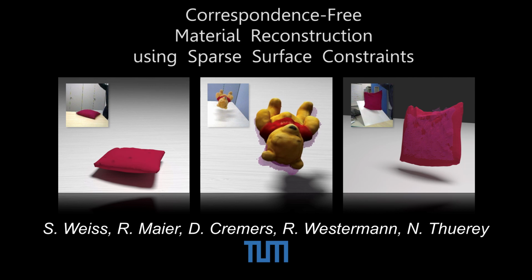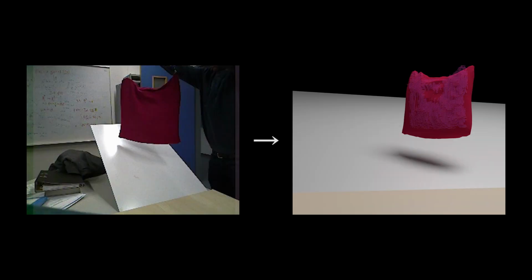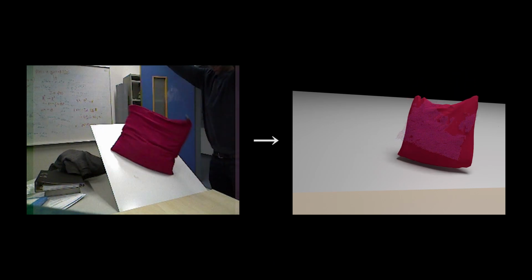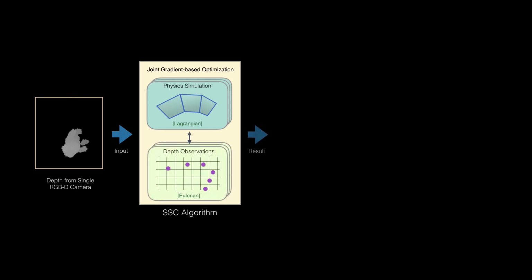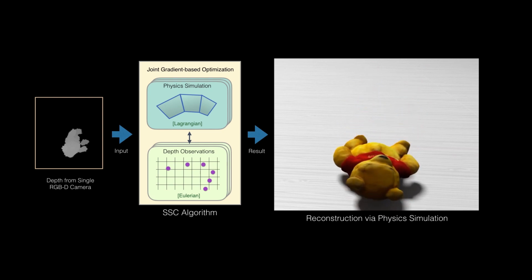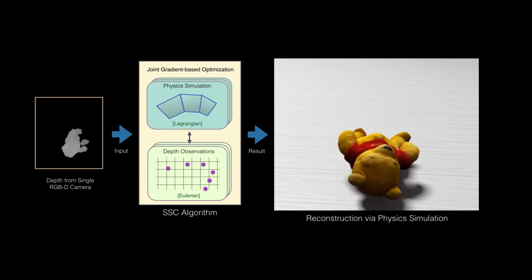Solving inverse elasticity simulations from camera observations is a hard problem. In this work, we propose a novel correspondence-free cost function based on sparse surface constraints. Our optimization process takes depth images from a single commodity RGB camera as input. A joint gradient-based optimizer then links the Lagrangian elasticity simulation with an Eulerian model of the depth observations. Our algorithm can successfully reconstruct plausible object motions.